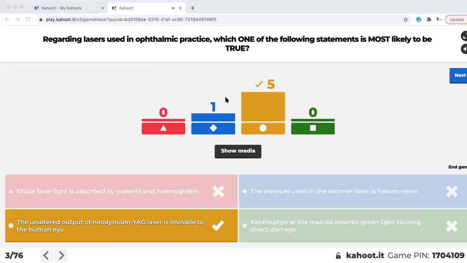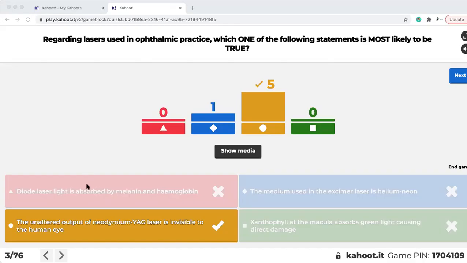Okay, that's correct. Almost all of you got it right. This question has been repeated in the previous exams, but with some different options and a different question stem. So let's explain this question. Regarding the lasers used in ophthalmic practice, which one of the following statements is most likely to be true? Diode laser light is absorbed by melanin and hemoglobin.